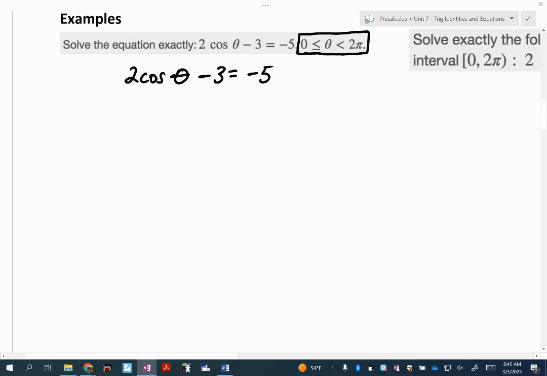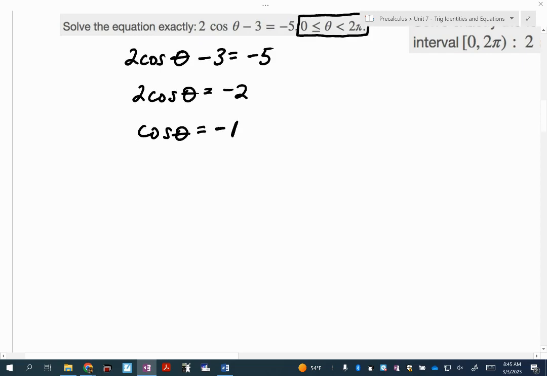Let's isolate cosine of theta. All right, so move over the minus 3 by adding 3. So negative 5 plus 3 is negative 2. Move over the 2 that's in front of the cosine by dividing by 2. Negative 2 divided by 2 is going to be negative 1.